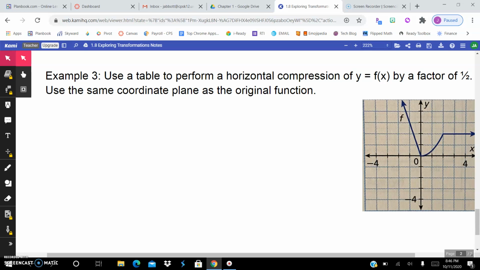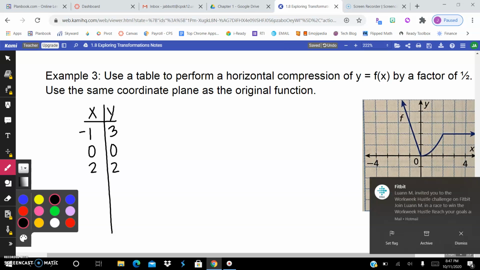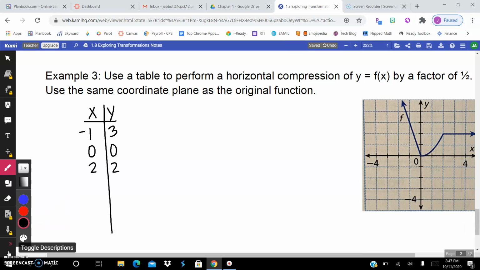So use the table to perform a horizontal compression of y equals f of x by a factor of 1/2. Use the same coordinate plane as the original function. So let's get some points listed in our table first from our graph. It looks like over -1 and up 3. Looks like we have a point at 0, 0. We have a point at 2, 2. And we have a point at 3, 2 and 4, 2.